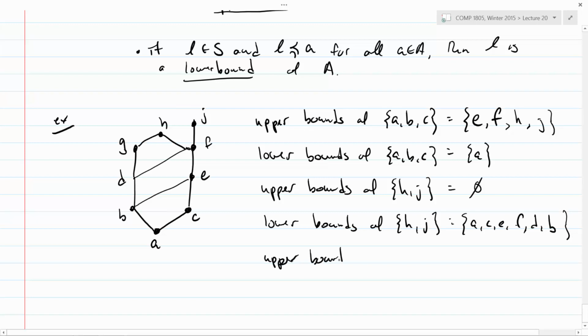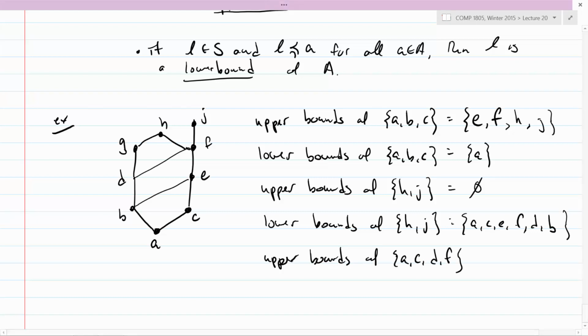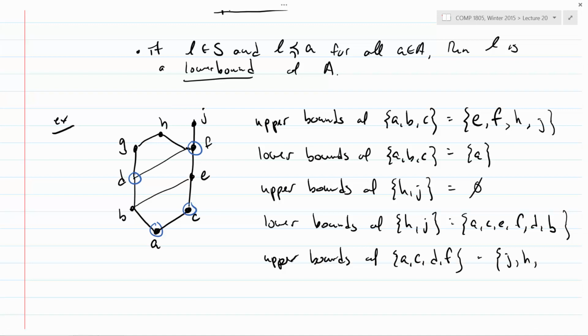All right, let's do another one. What are the upper bounds of A, C, D, F? So let me highlight these. A, C, D, and F. What are the upper bounds of A, C, D, F? So it's going to be J, H, anything else? So this is the trick I told you about a second ago. Yeah, F is also an upper bound, because even though it's part of the set, it's comparable to everything else in the set, and it's bigger than all of them. So F is an upper bound of that set, and that's something that's really easy to forget.